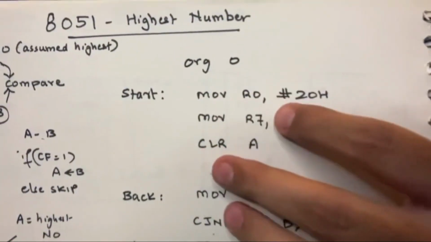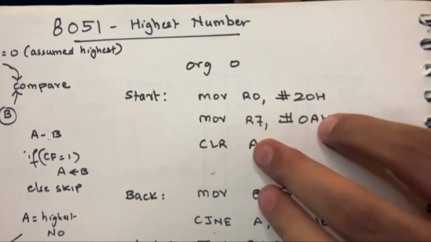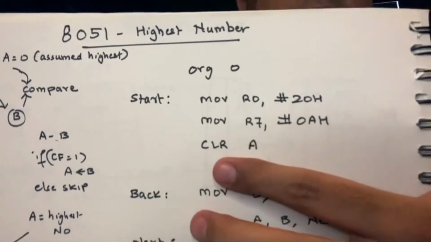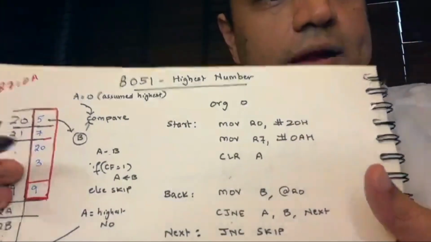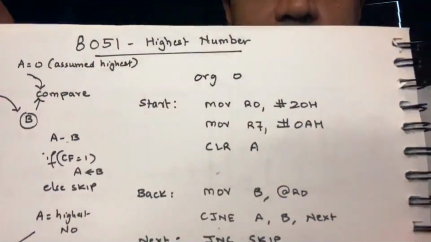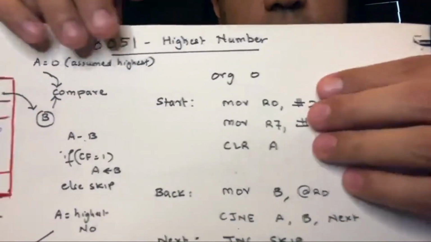Initialize R0. MOV R0, #20. MOV R7, #10. That is A. And make A 0. That you can do by writing MOV A, #0. Or you can write CLR A. Whatever you want, it will do the same thing. So that was your initialization.